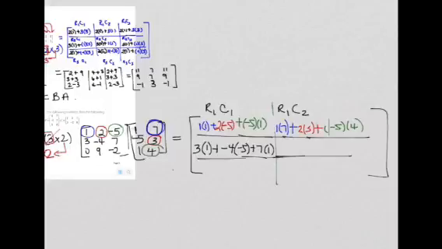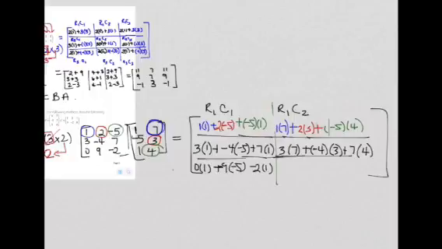The 3, the first element in row 2, gets multiplied by the first element in column 2, which is the 7. The -4 in row 2 gets multiplied by the 3 in column 2, and the 7 in row 2 gets multiplied by the 4 in column 2. And then lastly, the 0 gets multiplied by the 1, the 9 gets multiplied by the -5, and the -2 gets multiplied by the 1.